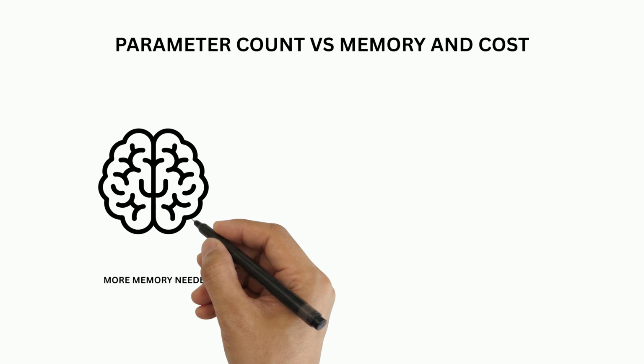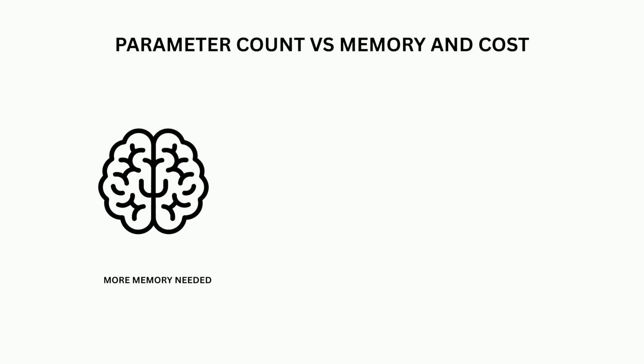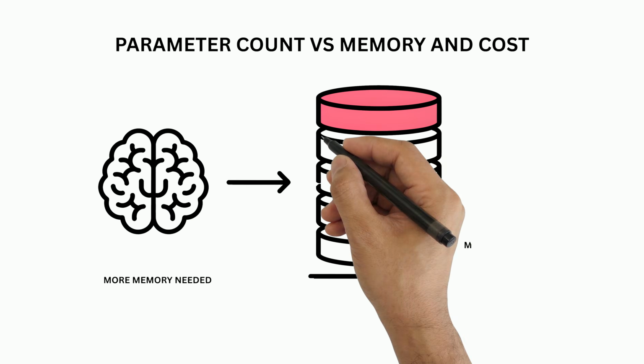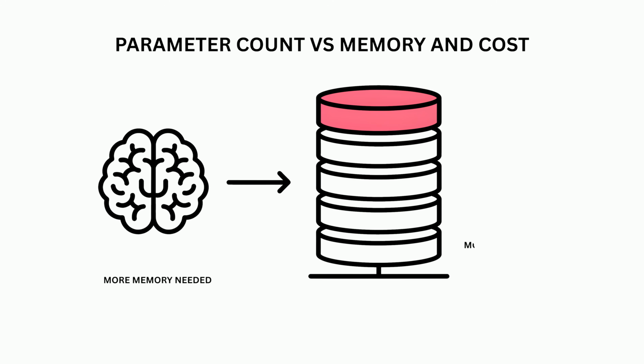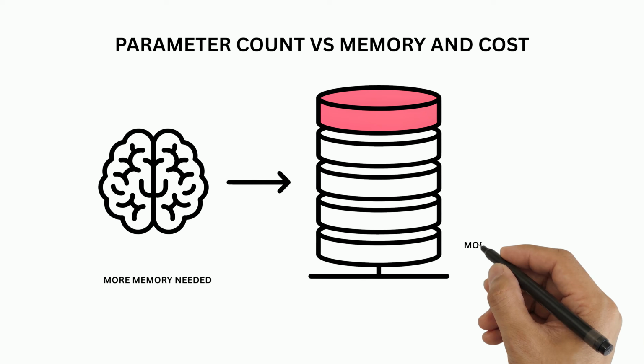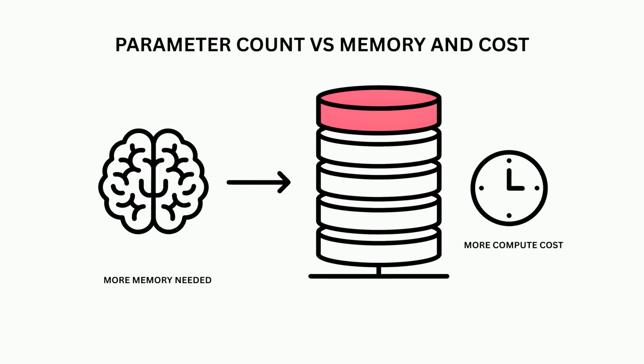Bigger is not free. Every parameter has to be stored in memory and processed every time the model runs. A 70B model needs far more GPU memory and far more compute than a 7B model, which directly translates into higher hosting costs and slower response times. This is why organizations do not always reach for the largest model available. They weigh capability against the real cost of memory, compute, and latency for their specific use case.